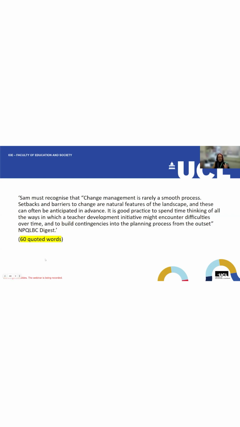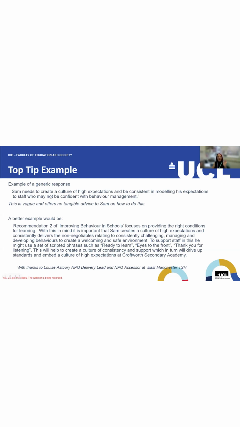And then the difference between generic and targeted, I've given you an example here where a generic response would be, Sam needs to create a culture of high expectations and be consistent in modelling his expectations to staff who may not be confident with behaviour management. Imagine Sam is sat in front of me saying, how do I create a culture of high expectations? If I, as his mentor, said, be consistent in modelling for those that aren't confident in behaviour management, what does that send him away with? That doesn't give him any help at all. So think specifically about the evidence that you draw on and the advice that you'd give.